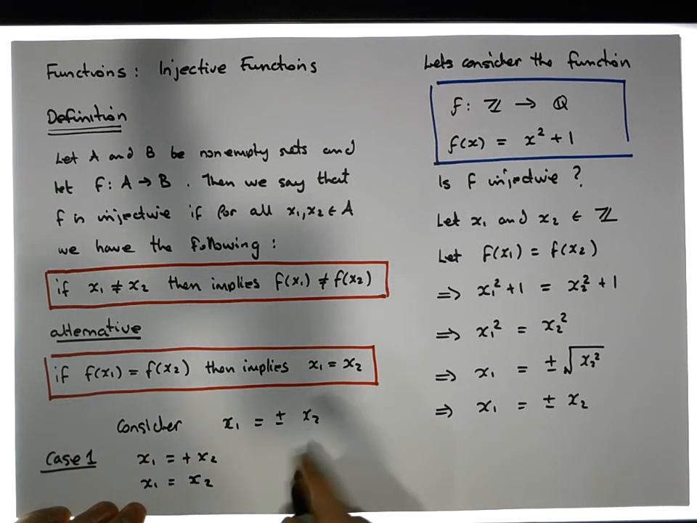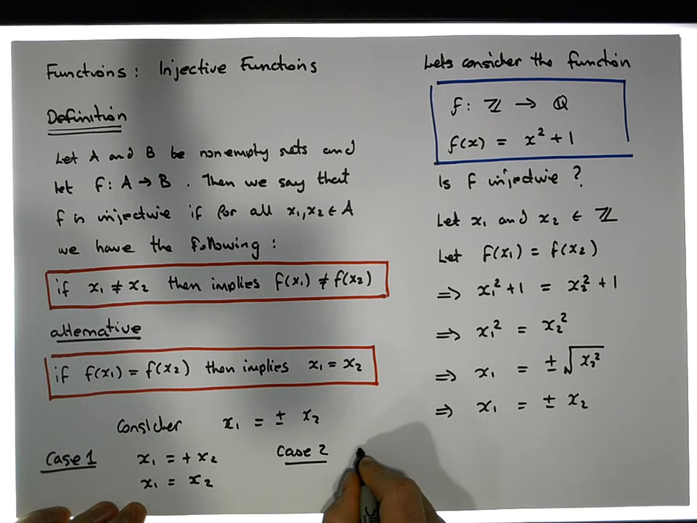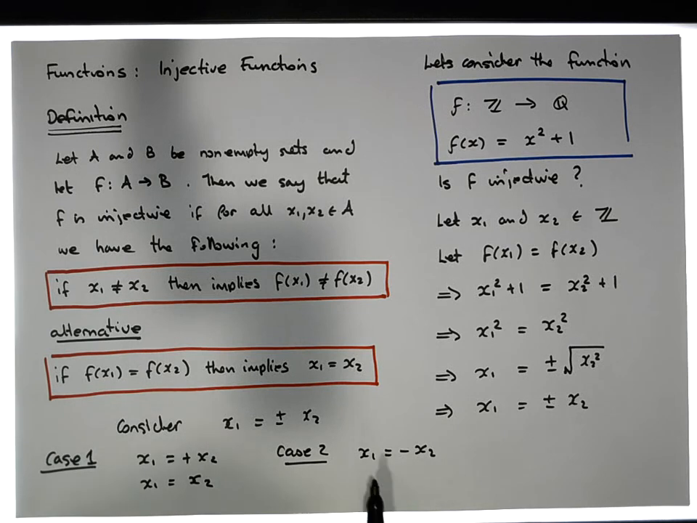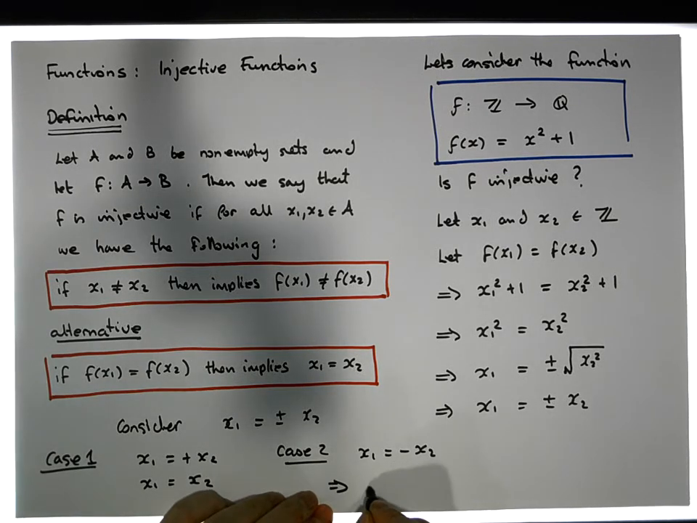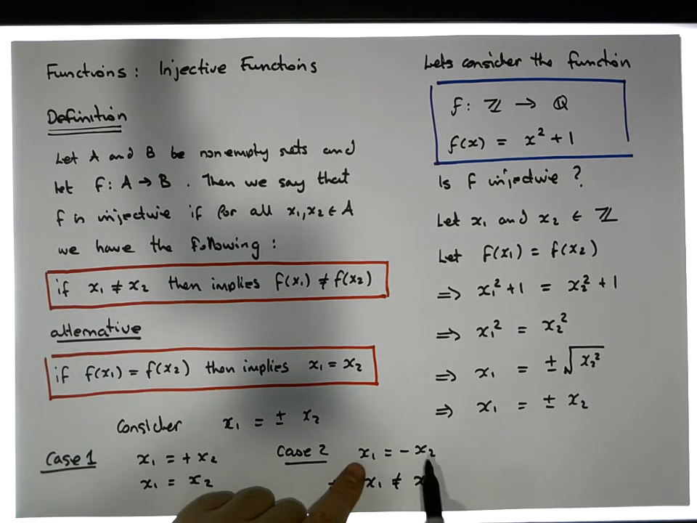But there's an alternative. There's case 2, where x1 is equal to minus x2. Well, if x1 is equal to minus x2, then that implies that x1 is not equal to x2, because it's equal to its negative.